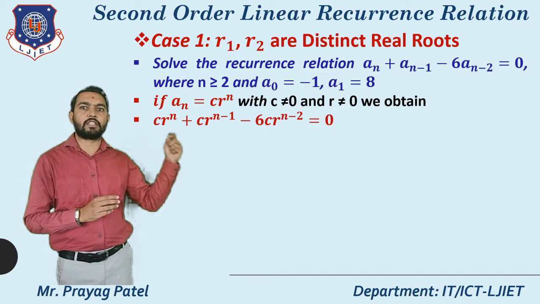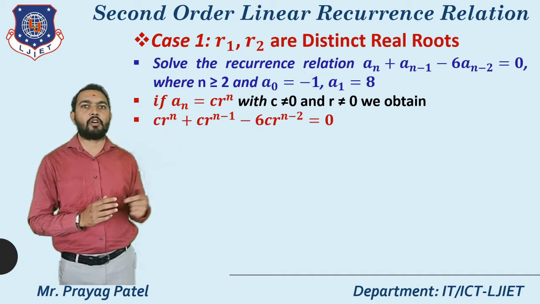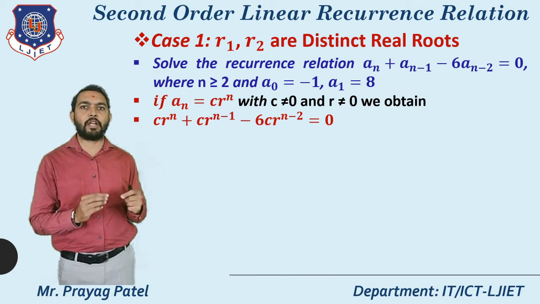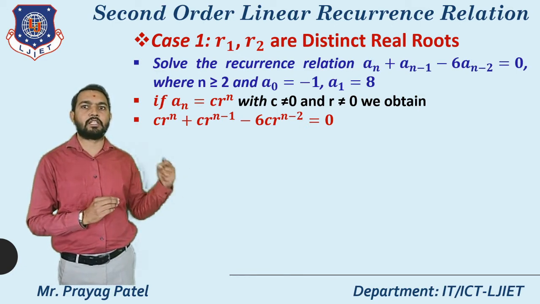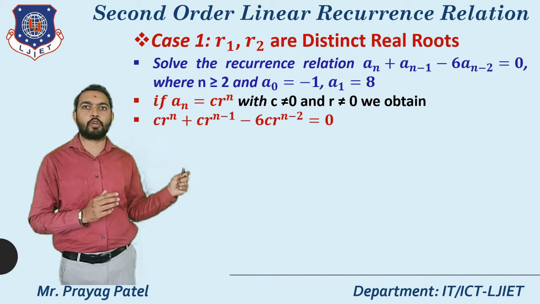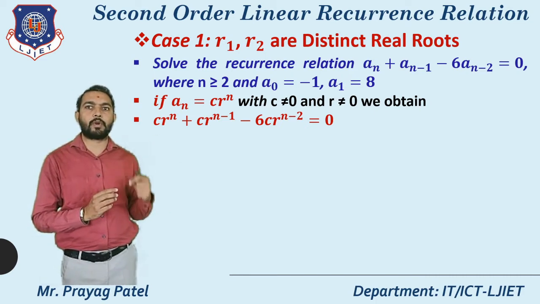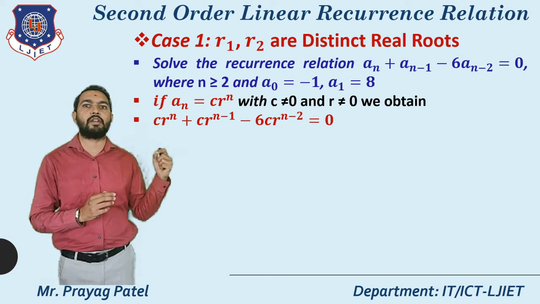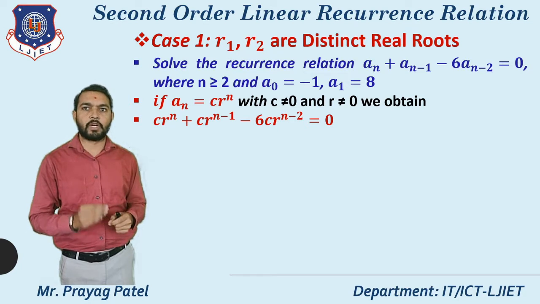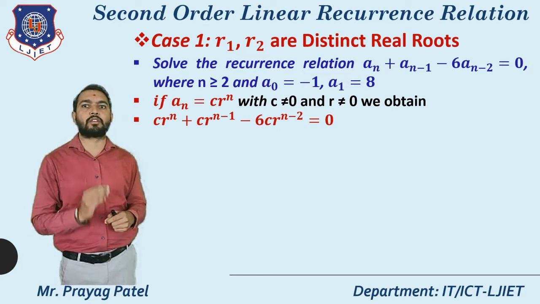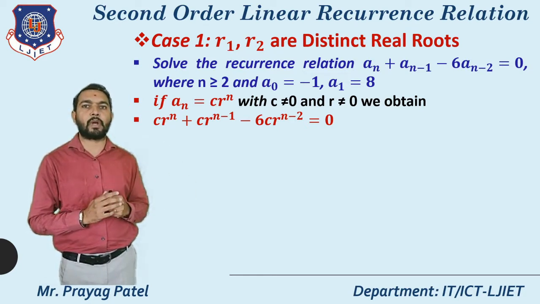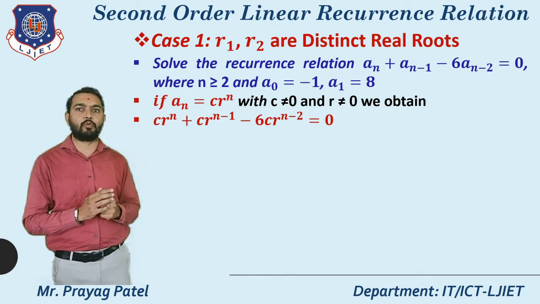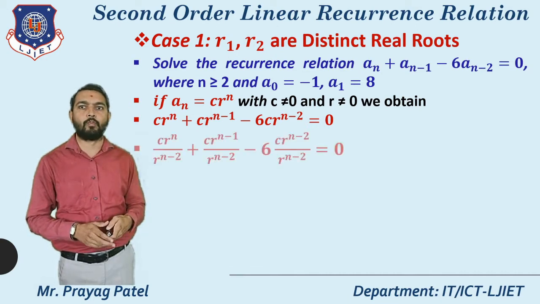Now here, this equation a of n plus a of n minus 1 minus 6 a of n minus 2 is equal to 0 can be represented by writing c into r raised to n in place of a of n. So here the equation is c r raised to n plus c r raised to n minus 1 minus 6 c r raised to n minus 2 is equal to 0. In place of a of n minus 1 we write c r raised to n minus 1, and in place of a of n minus 2 we write c r raised to n minus 2.